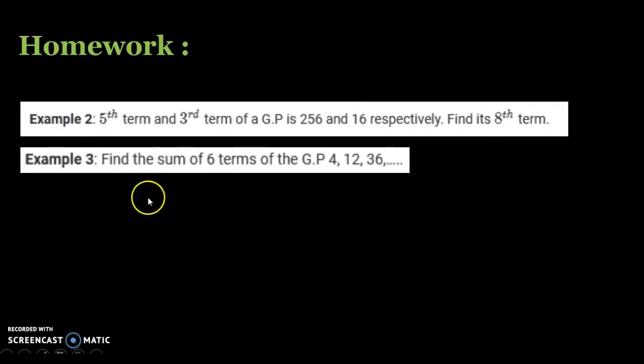So let's move. So this is the homework part for you guys. 5th term and the 3rd term, आपको find करना है GP की. Given है, so you have to find the 8th term. And similarly the example 3, that is you have to find the sum of 6 terms of the GP. The GP is given. So guys, you can comment down the answers if you find, and if you face any difficulties, you can comment down too.